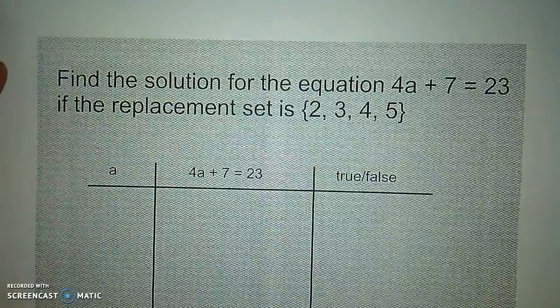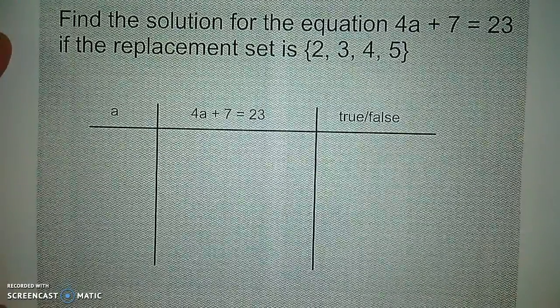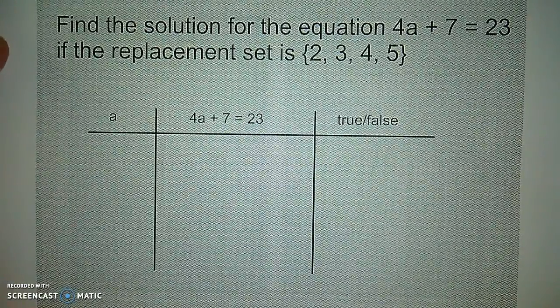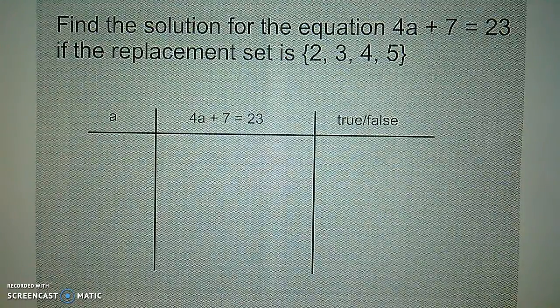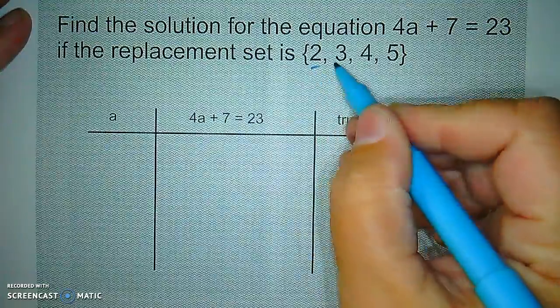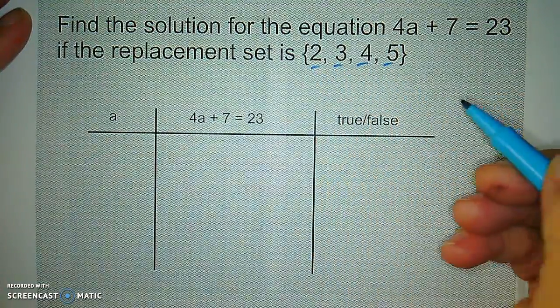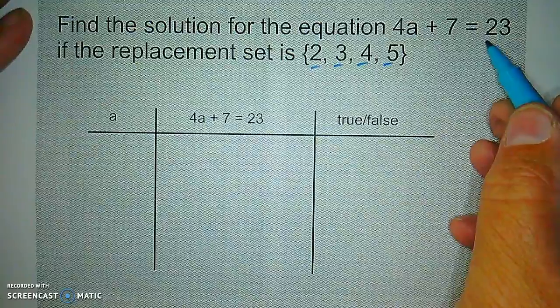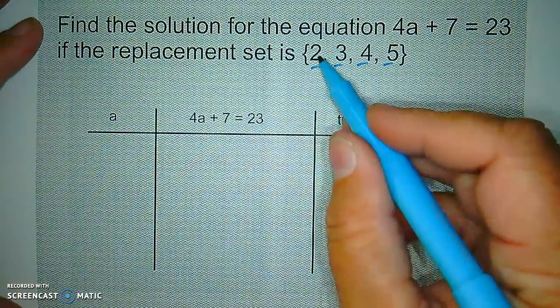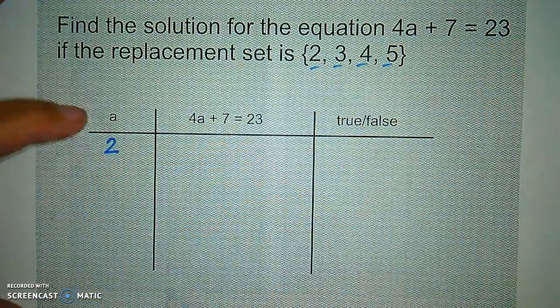Today, the lesson is about equations. So you're going to see some problems like this. Find the solution for the equation 4a plus 7 equals 23 if the replacement set is 2, 3, 4, and 5. That means that 2, 3, 4, and 5 are the numbers that we're plugging in to see if they work in this equation or not. So let's start with 2.